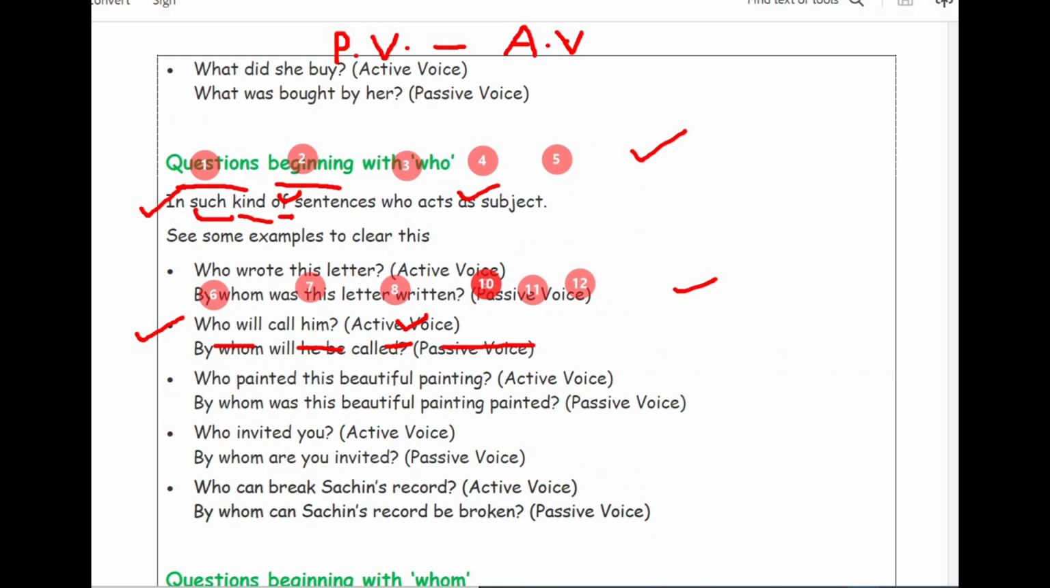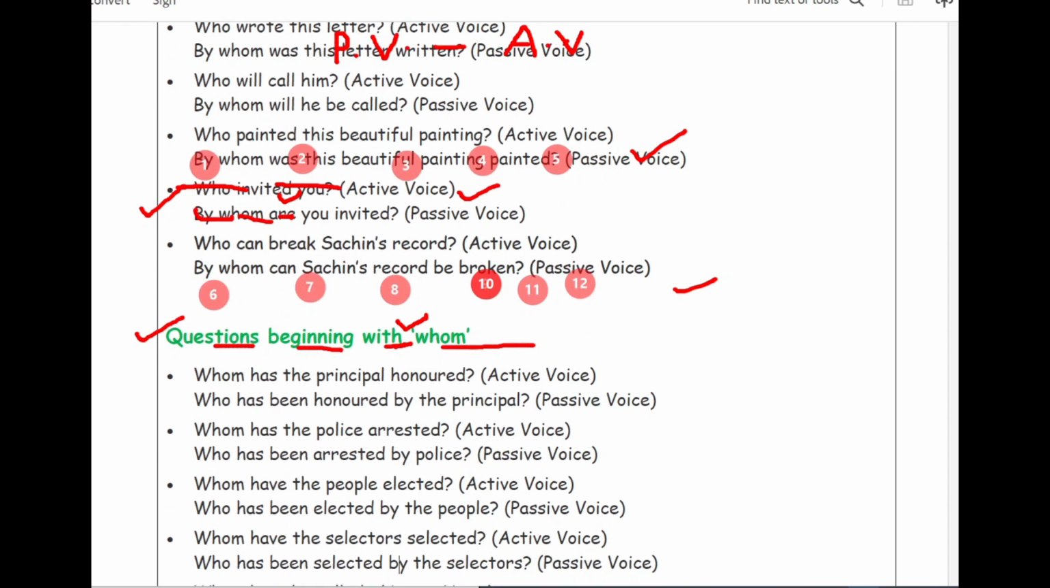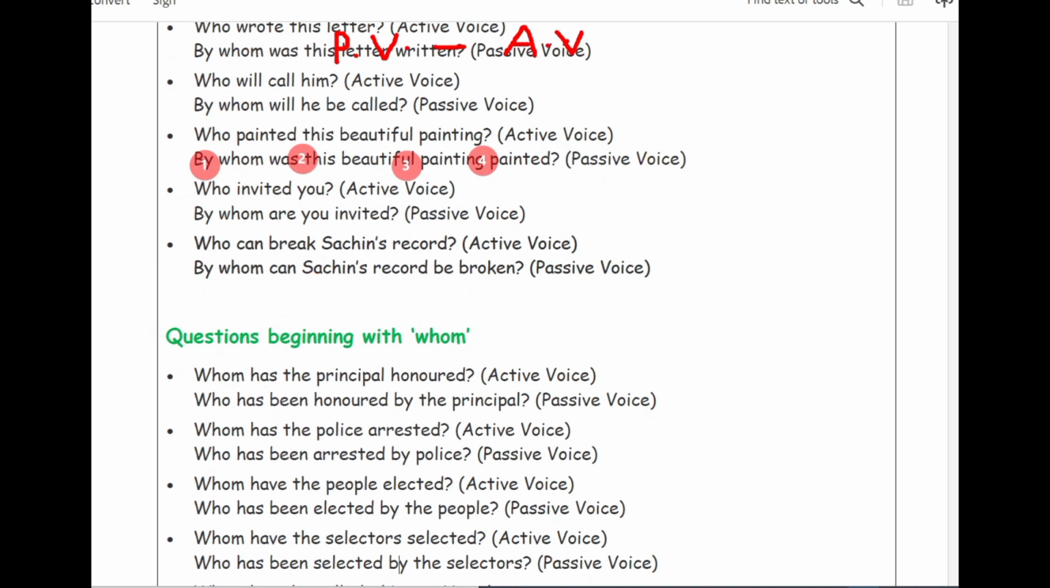Now, questions beginning with whom. What is the difference in this? We are going to see now. For example, whom has the principal honored? This is active voice. Now what is the passive voice of this sentence? For example, who has been honored by the principal. Who has been, who is used here.